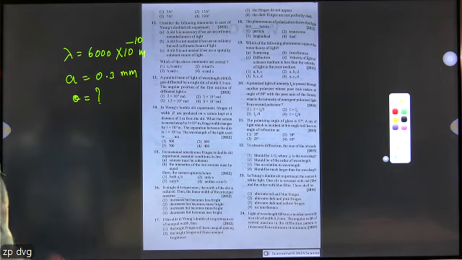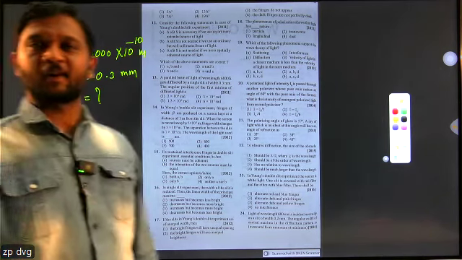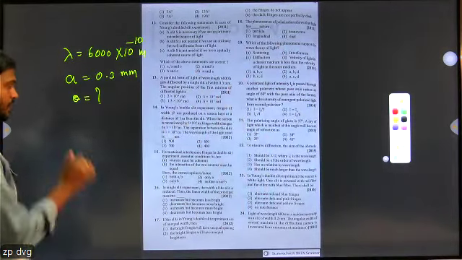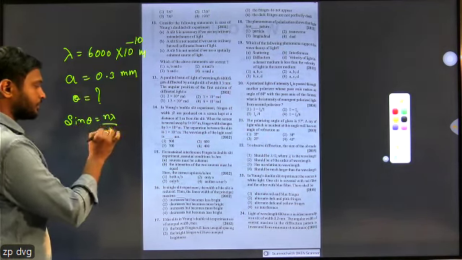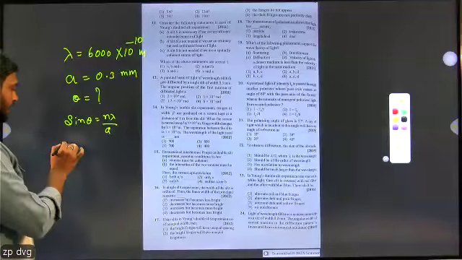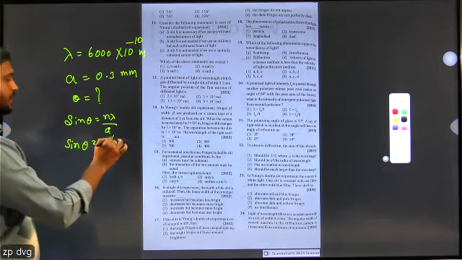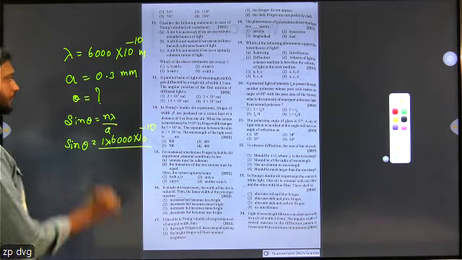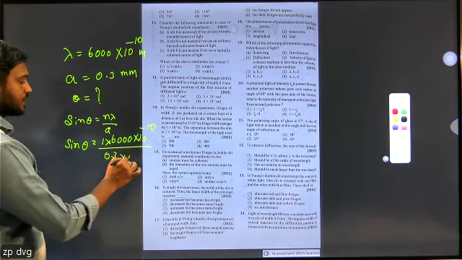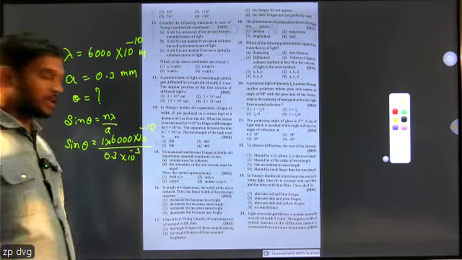Angular position of the first minima, that is what we have to calculate. So now, a simple problem. What is the formula for angular position of the first minima? Simple: sin theta equals n lambda by a. Correct? Here n is 1, lambda is 6000 into 10 to the power of minus 10, divided by a, 0.3 millimeter. We can convert it into meters by multiplying by 10 to the power of minus 3.